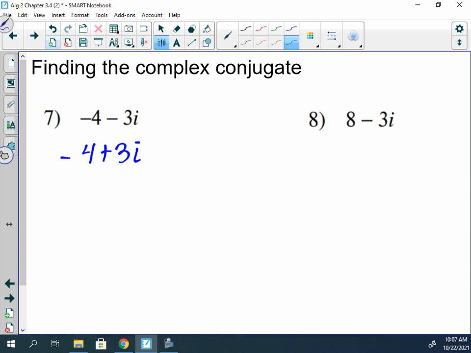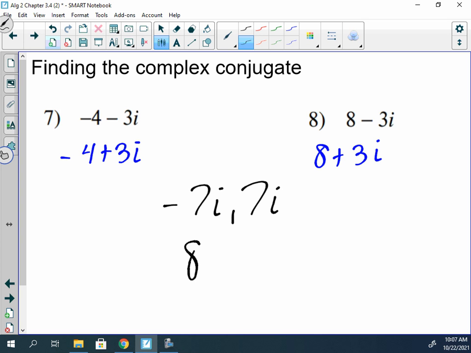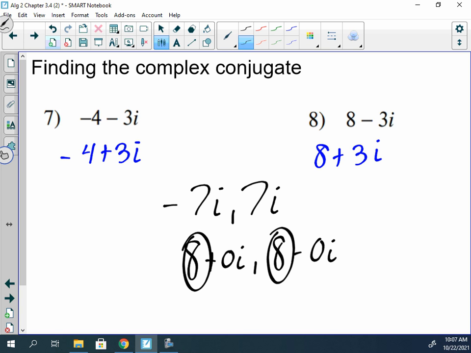And last but not least, let's throw one more in. How about negative 7i's conjugate? How about 8's complex conjugate? Well, really what we can say is this is plus 0i, so its complex conjugate would be 8 minus 0i, which is really just 8 and 8. And that's it.